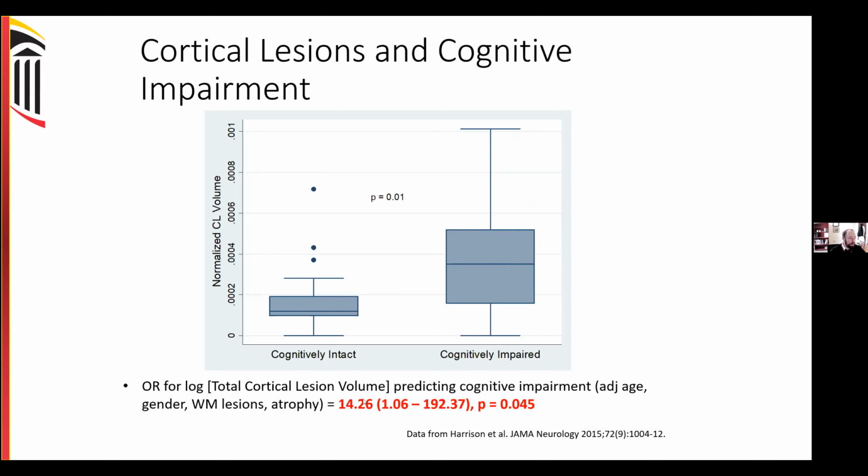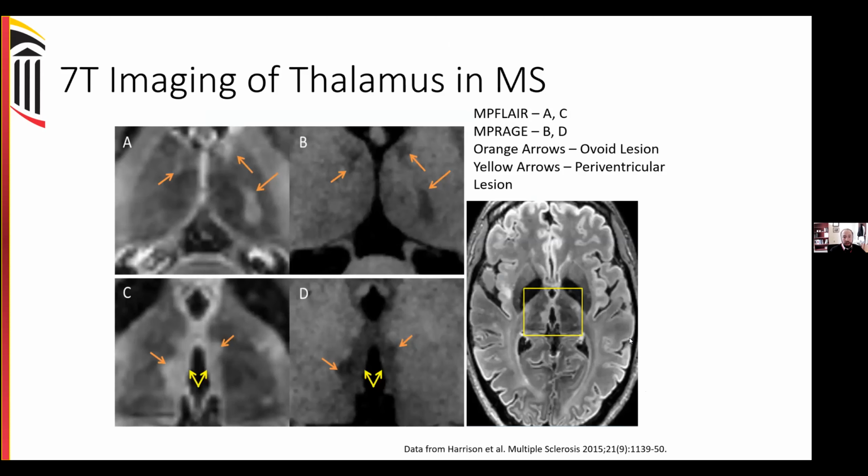The log cortical lesion volume very significantly predicted cognitive impairment, even when adjusted for things like age and gender and white matter lesions, atrophy, etc. We've also visualized deeper structures and have described lesions within the thalamus in patients with multiple sclerosis in our 7T cohort. Shown here are some images from that paper, and we identified two lesion types.